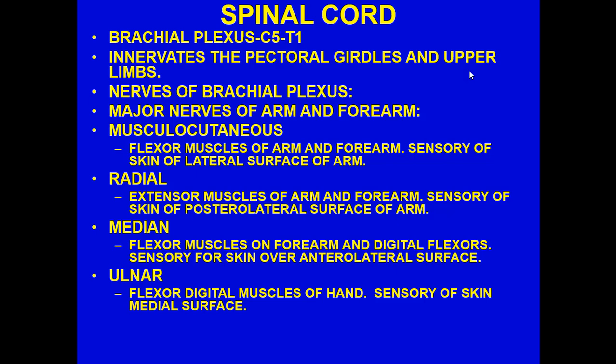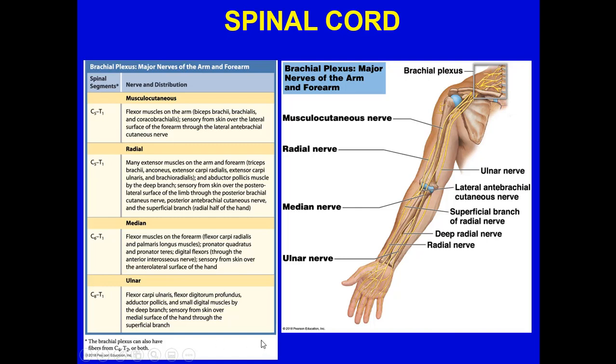The median, which controls the flexor muscles on the forearm and the digital flexors. It also takes in the sensory input for the skin over the anterolateral surface. And then we have the ulnar nerve, which controls the flexor digital muscles of the hand, as well as taking up the sensory of the skin medial surface. And you can see these listed right here and see the pathways. And you can see how they branch out into the hand as well. Okay, so yes, you need to know these.